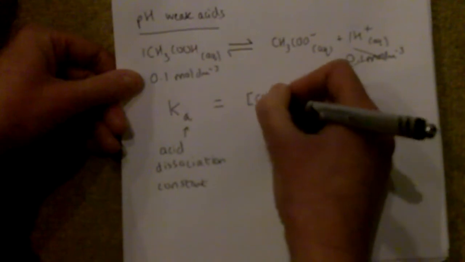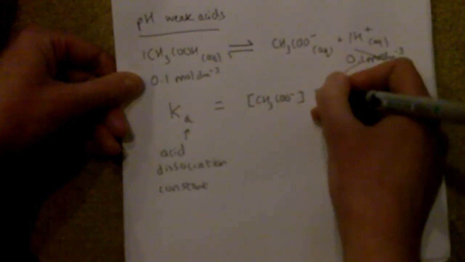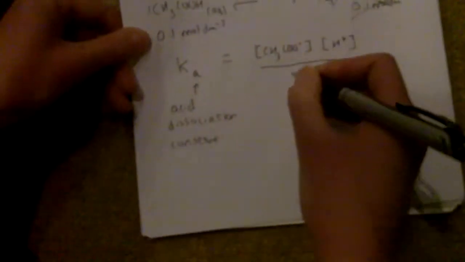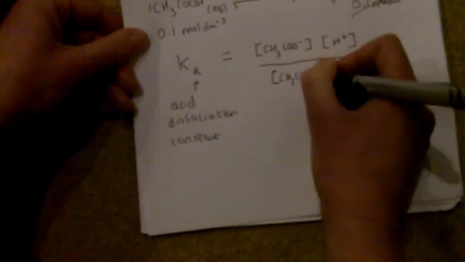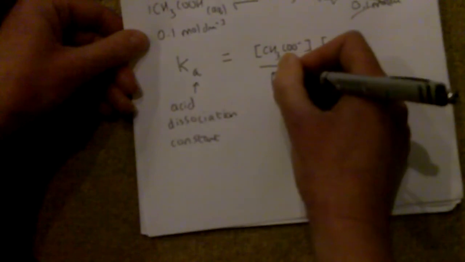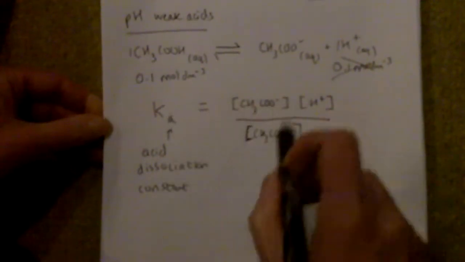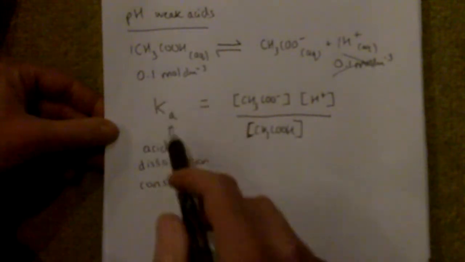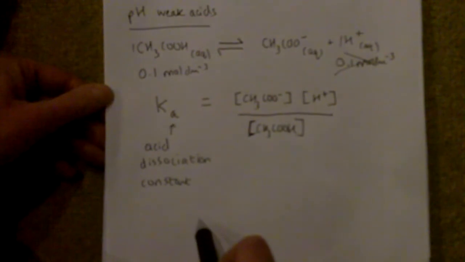So the concentration of the products, and then you multiply them together, divided by the concentration of the reactant. Square brackets, make sure it's square brackets. You don't have to put the state symbols in, it's all aqueous. Okay, so it's just like Kc, but it's another equilibrium constant. It's Ka, called the acid dissociation constant.